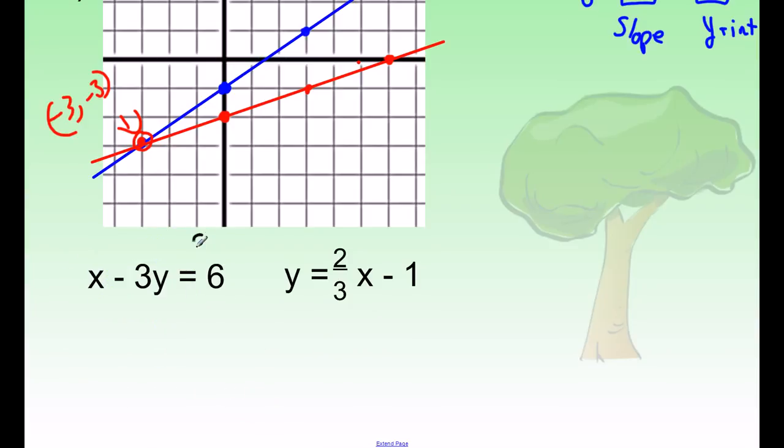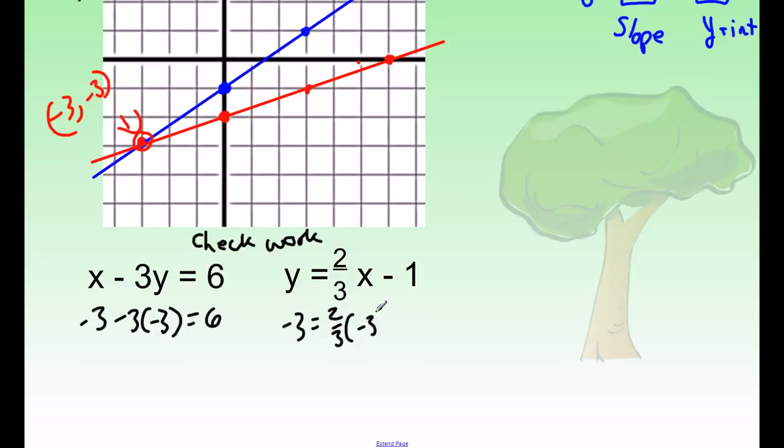So we're going to check our work. If I plug in the point -3 for x, -3 for y, hopefully we get 6 here, and 2/3 of -3 minus 1. I guess we're just going to do the problem on the left first. So -3 times -3 is a positive 9. -3 plus 9 is 6. So yes, that works for the first one.